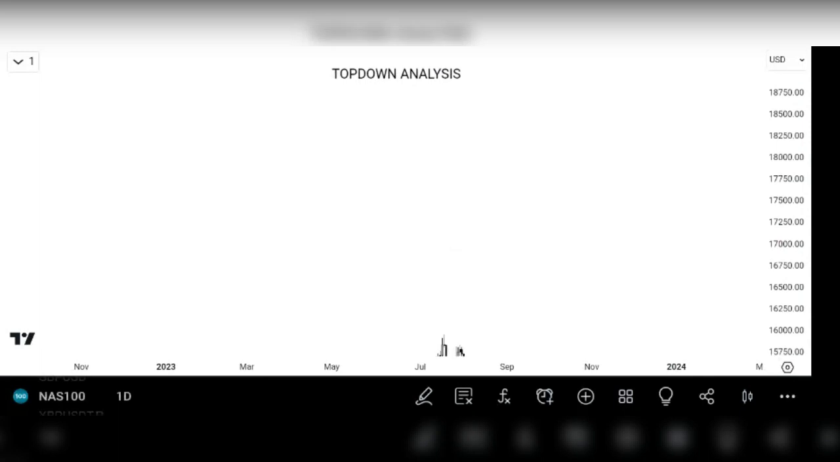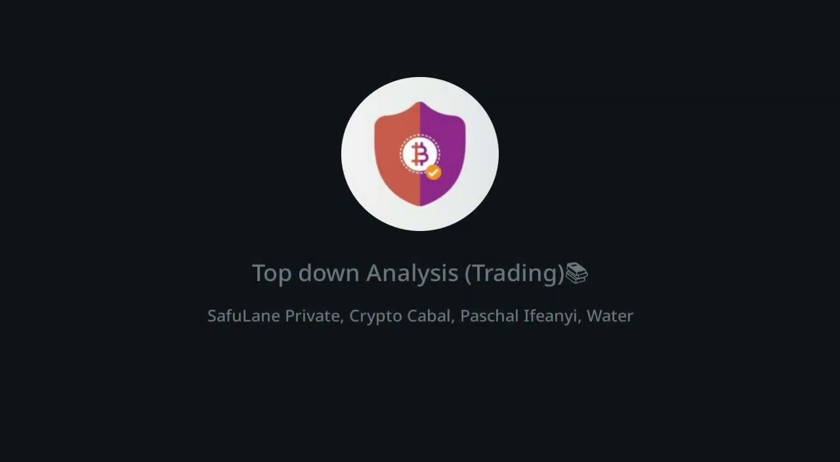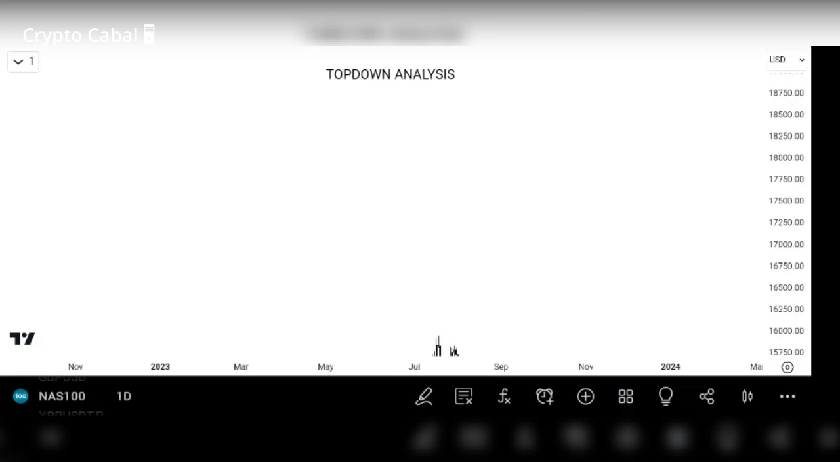All right. So welcome to today's session on top-down analysis. Now, we would recall that we've been talking about trading. We've been talking about support and resistance. We've been talking about demand and supply. We've been talking about other blocks. We've been talking about liquidity. We've literally been talking about diverse aspects in trading.